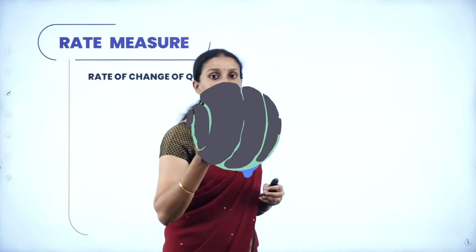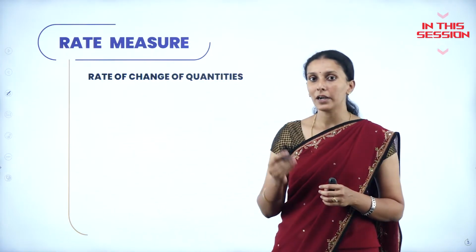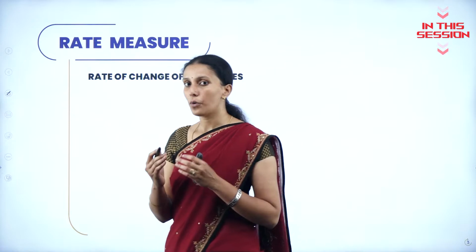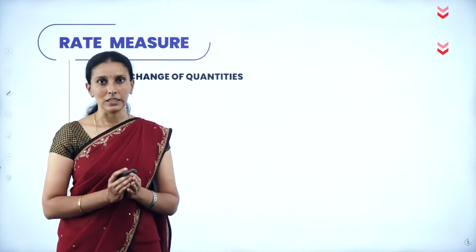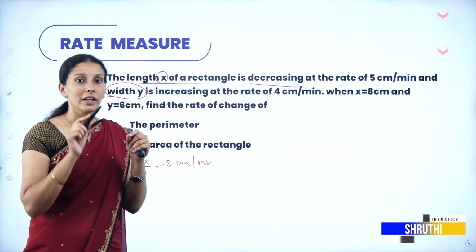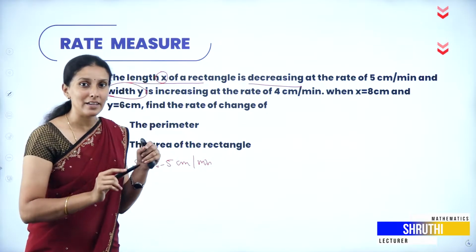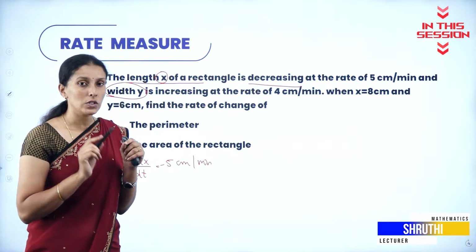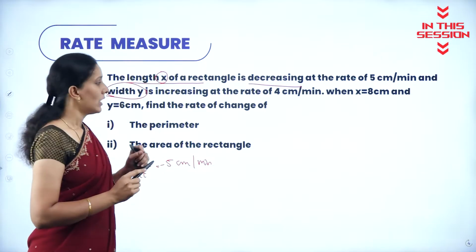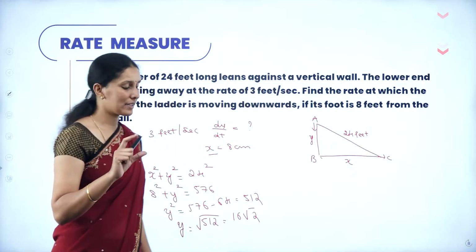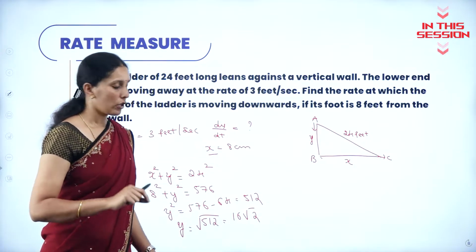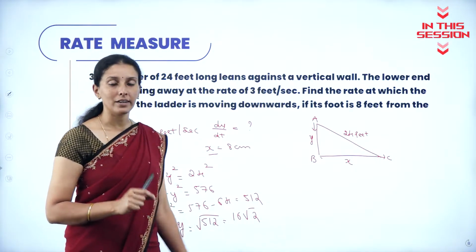What do you mean by rate measure? It is nothing but rate of change of quantities with respect to one variable to the other. Negative symbol denotes the quantity is decreasing and positive denotes the quantity is increasing. Take only positive quantities because y is a distance. So distance is always positive. So even though it is under the square root, you can write it as a positive.